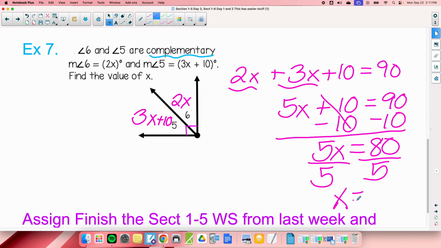And x would be 16. And again with this one, it just asked us to find the value of x. So that is the answer.